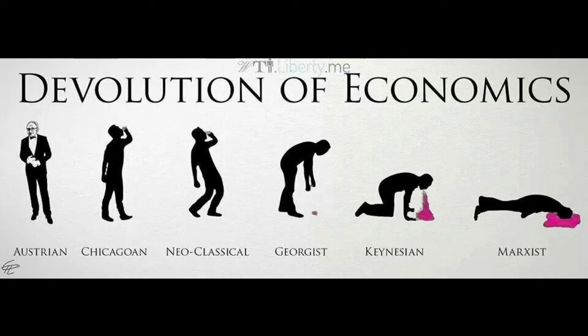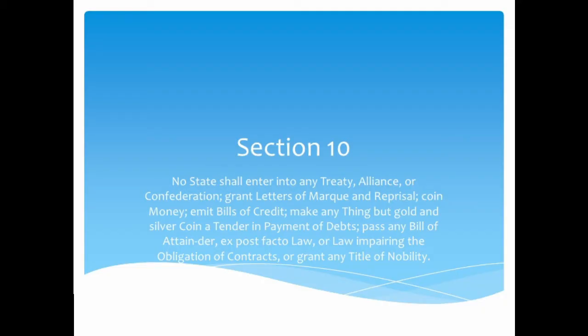In Article 1, Section 10, which gives and denies powers to the state and local governments, it says that no state shall coin money, emit bills of credit, or make anything but gold and silver coin a tender in payment of debts. If the states can only make gold and silver legal tender and they can't coin money, which is something the federal government can do, logical thinking concludes that the federal government can only coin gold and silver. And coining means taking gold and silver and physically turning it into a coin.